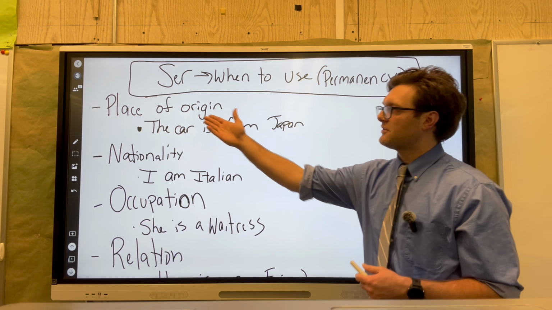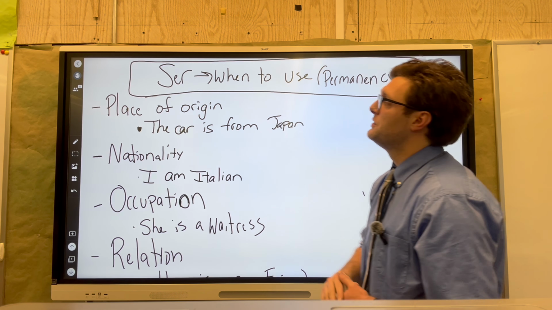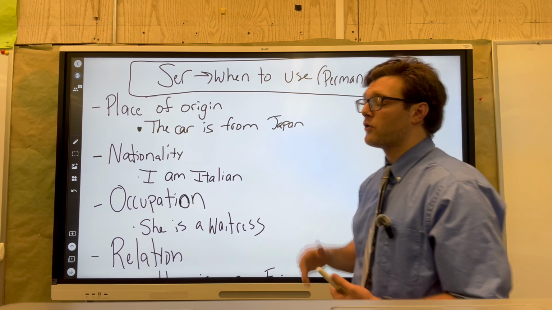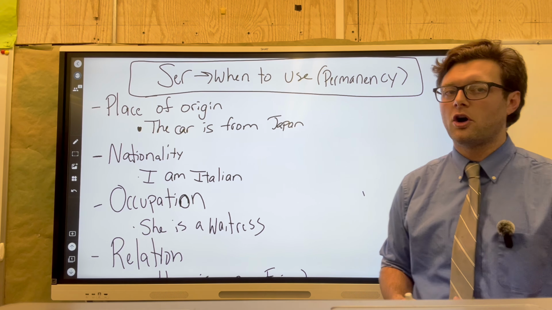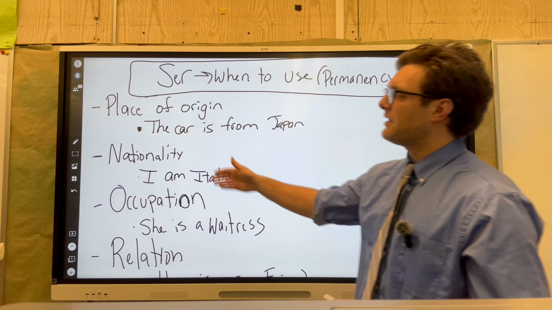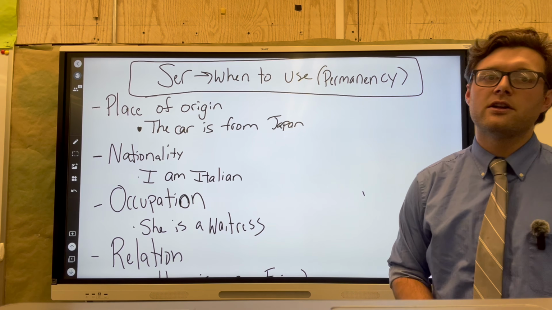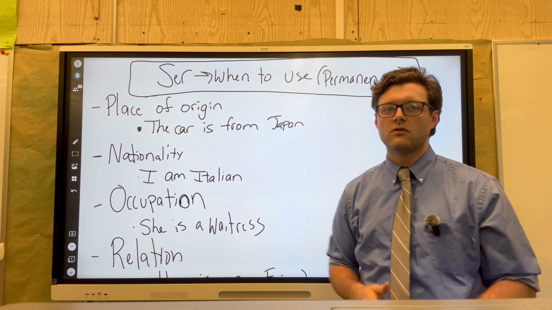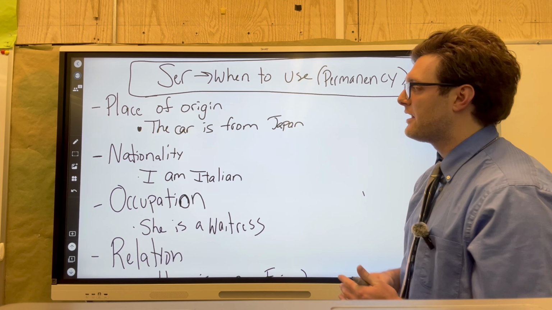All right. First things first, the first reason why you use ser: place of origin. The car is from Japan. That's originally where this car comes from. The second reason why you use ser is nationality. I'm Italian, you are American, right? All of that ties into nationality.